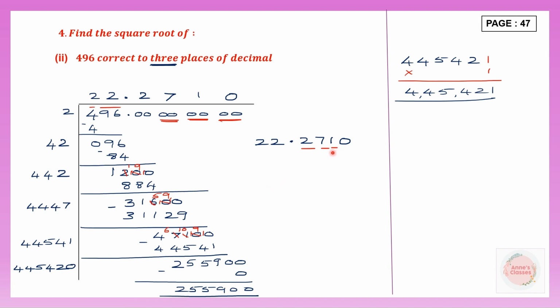So when we round it off, we have to see the last digit here, that is 1, and see the digit next to it. If it is 5 or more than 5, then this will increase by 1. But this is 0. So this will not change. It will remain the same. So what is our answer? Our final answer here is 22.271. So this is our final answer.